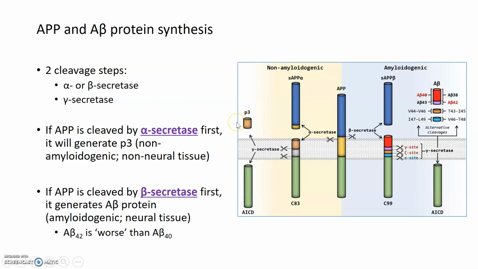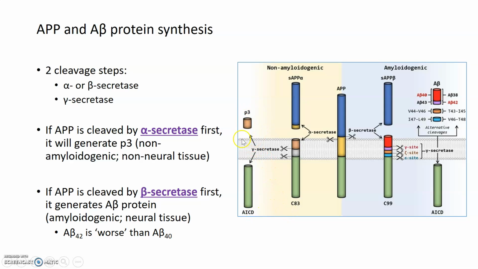There's a series of two cleavage steps. A first cleavage by either alpha or beta secretase, and then a second cleavage by gamma secretase. And so in the non-amyloidogenic situation, APP is first cleaved by alpha secretase, and then subsequently cleaved by gamma secretase. And that leads to the formation of P3, which is non-amyloidogenic, and an AICD, or an amyloid intracellular domain.